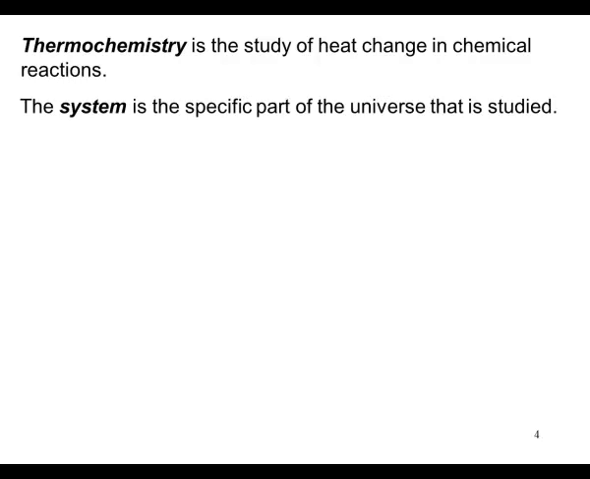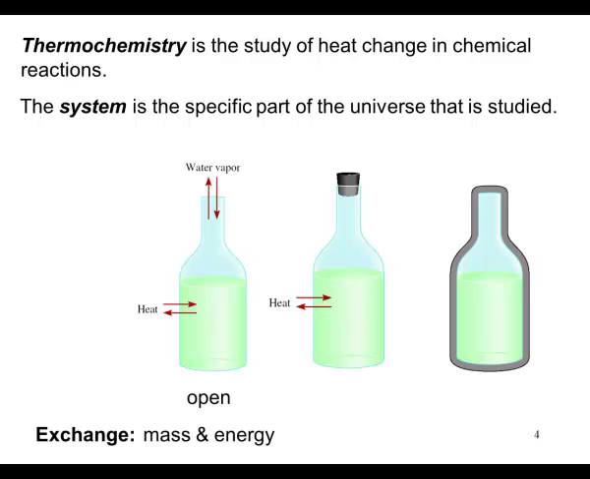The system is the specific part of the universe that is studied. Here are three systems: an open system, which exchanges both mass and energy; a closed system that exchanges only energy; and an isolated system that does not exchange anything.